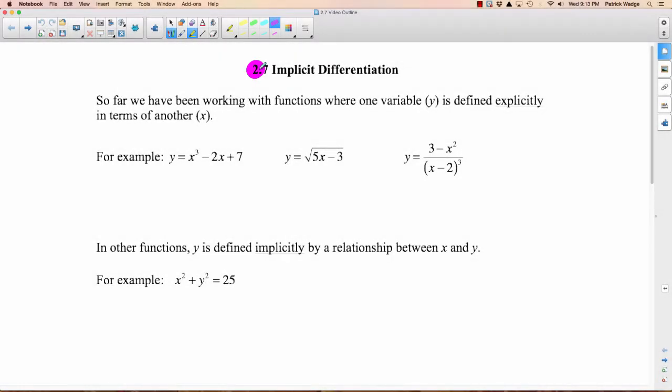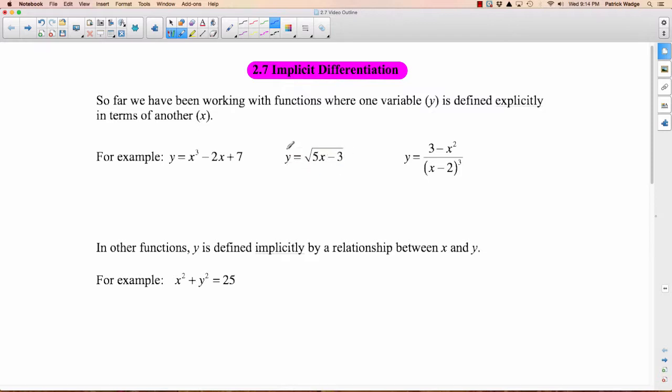Okay, section 2.7 is on implicit differentiation. So far we've been working with functions where one variable, usually y, is defined explicitly in terms of another, usually x. So for example, this one, y equals x cubed minus 2x plus 7. You know exactly what y is in terms of x. Same with this one, y equals the square root of 5x minus 3.